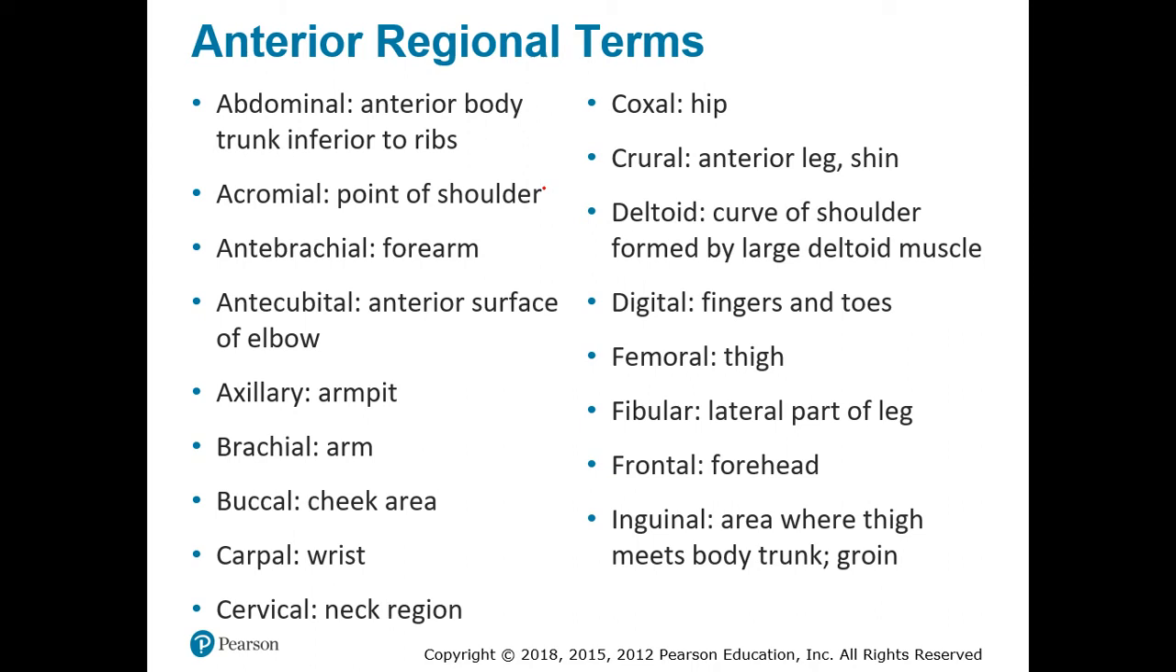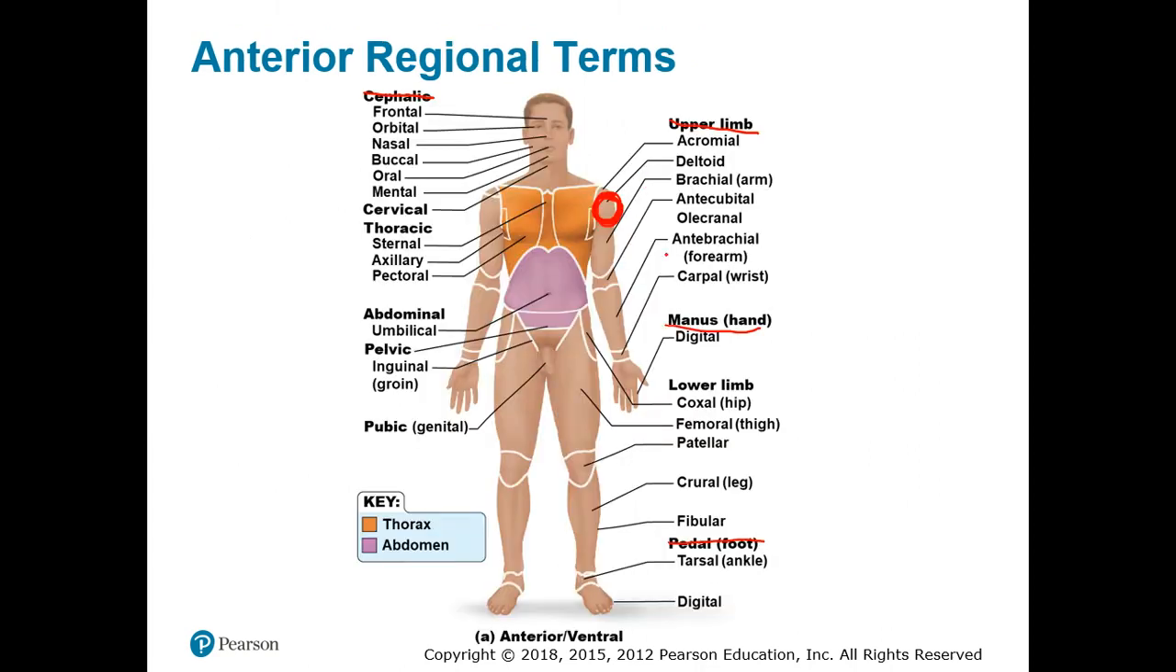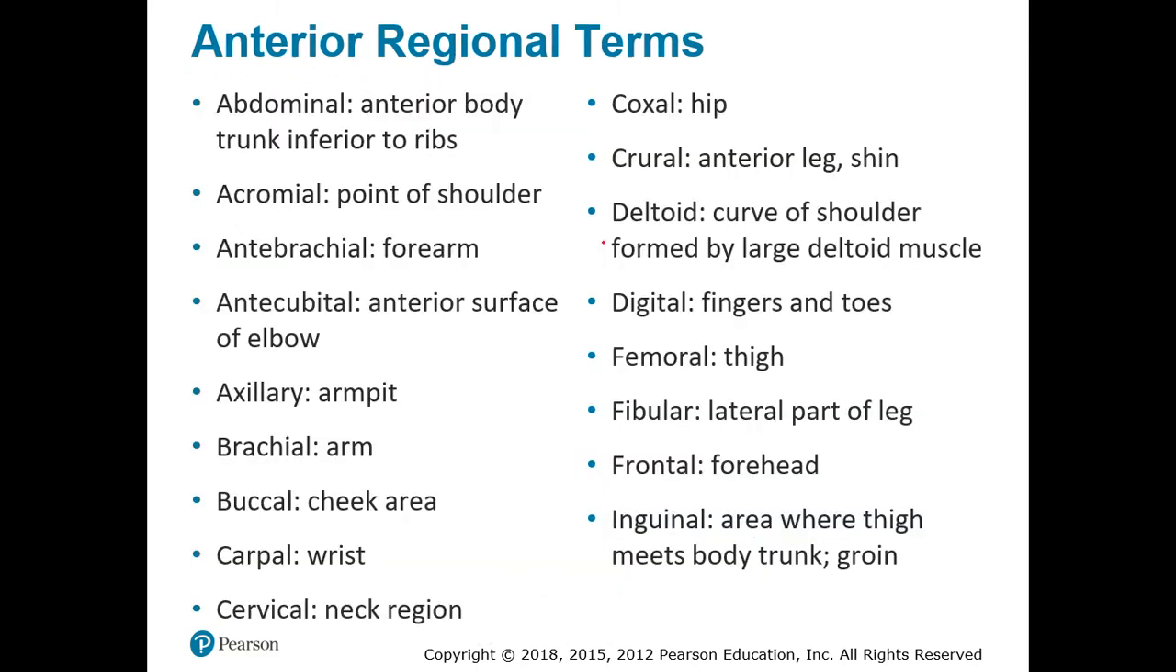Then we have our antebrachial, which is our lower forearm, and our antecubital, which is going to be located in our elbow. Our antecubital is actually named after a blood vessel that goes through there. And then axillary is our armpit, and brachial is our arm. So if I look back here we have our antebrachial, that's our lower forearm. The cubital is going to be your armpit hole. And then, of course, our brachial is our upper arm.